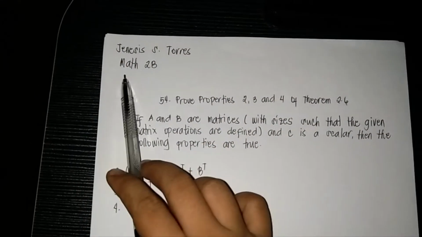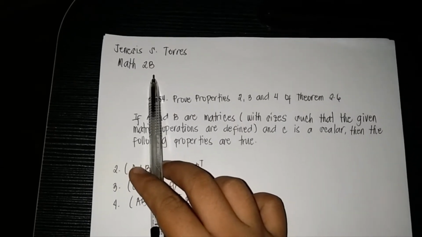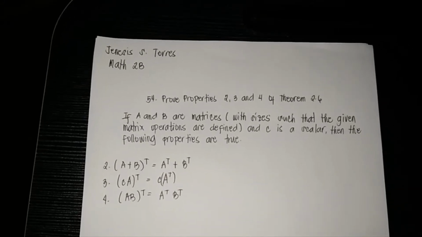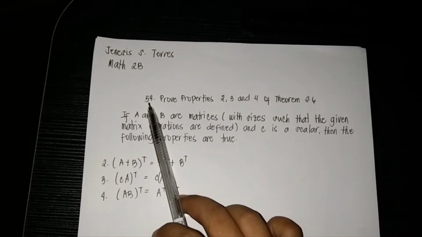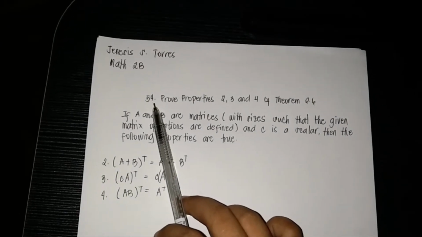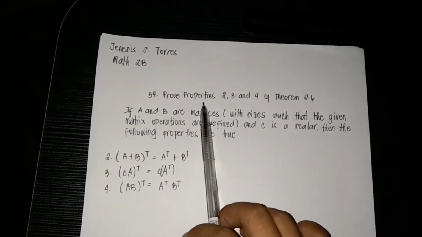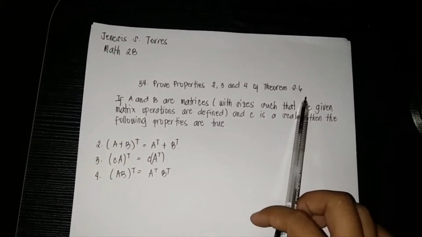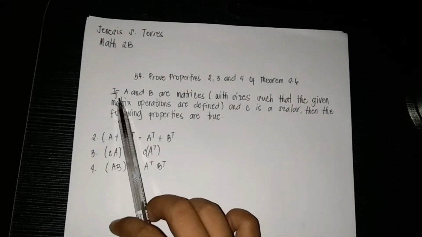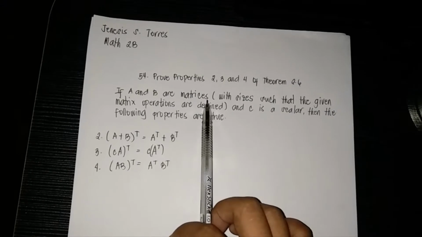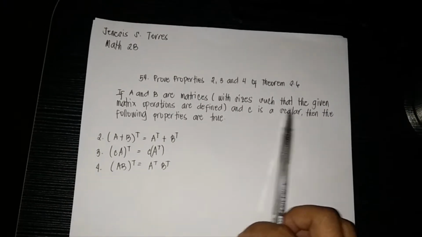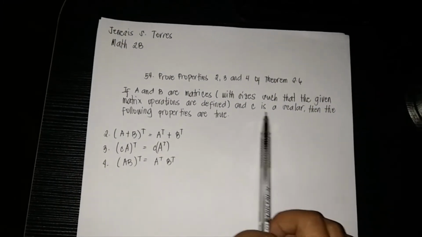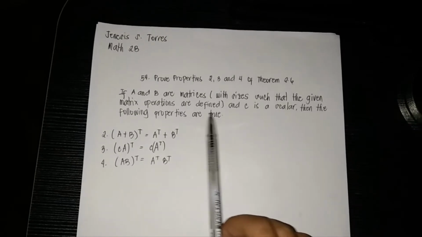I am Genesis S. Torres from Math 2B, and I am assigned to answer number 54 on Chapter 2, Exercises 2.2. So, let's start. Number 54 says: prove properties 2, 3, and 4 of Theorem 2.6. The statement says that if A and B are matrices with sizes such that the given matrix operations are defined, and C is a scalar, then the following properties are true.